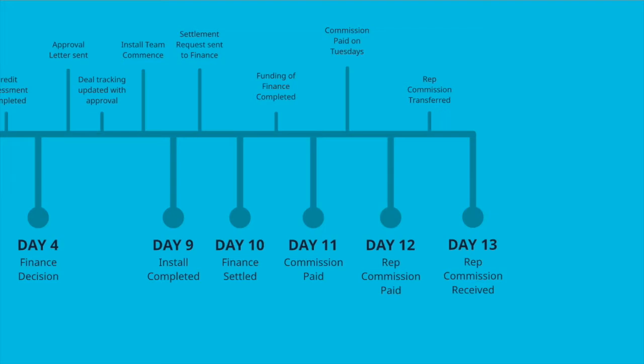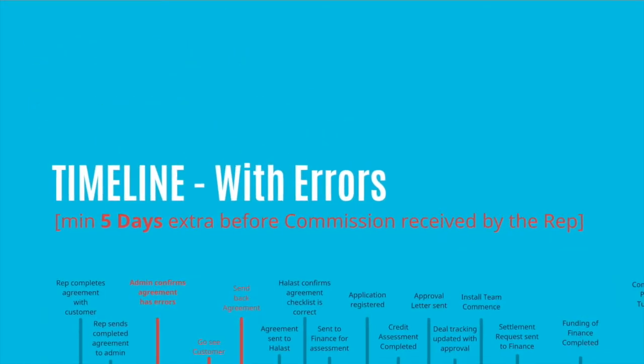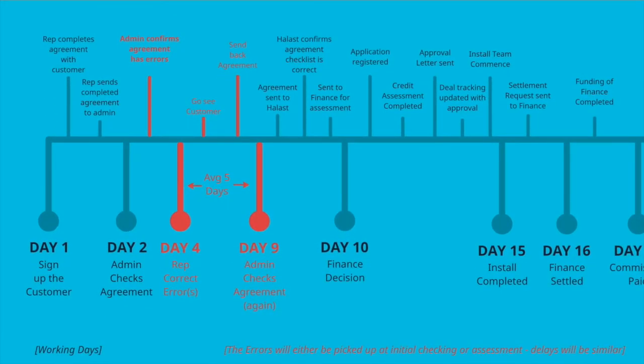But what happens if signatures are missed or sections are not completed correctly? What does that do to the time frame until your commissions are received? Well, unfortunately, on average we see at least 5 days added to the timeline. Now, why is that? As you can see, the process starts the same with your customer.